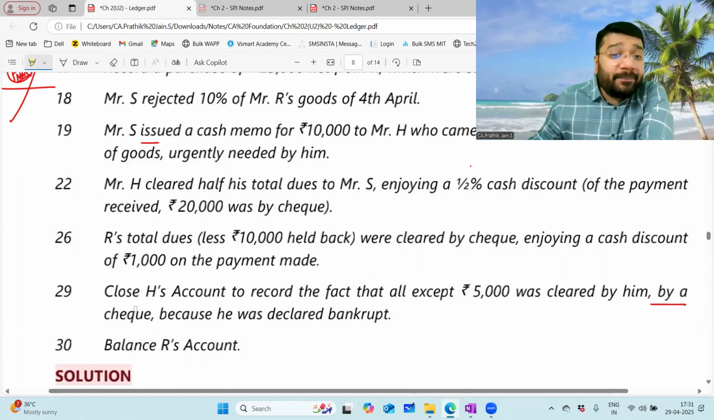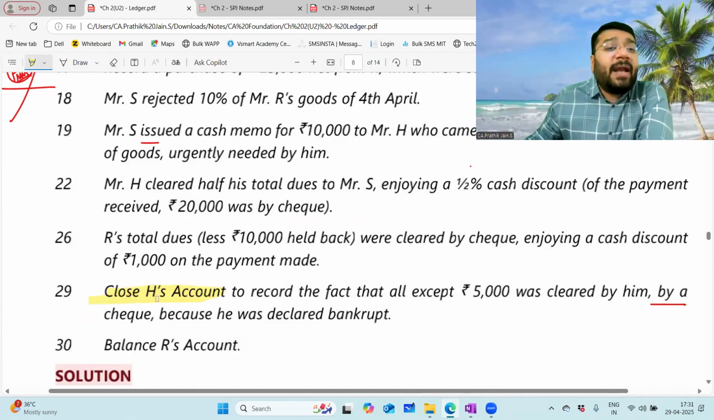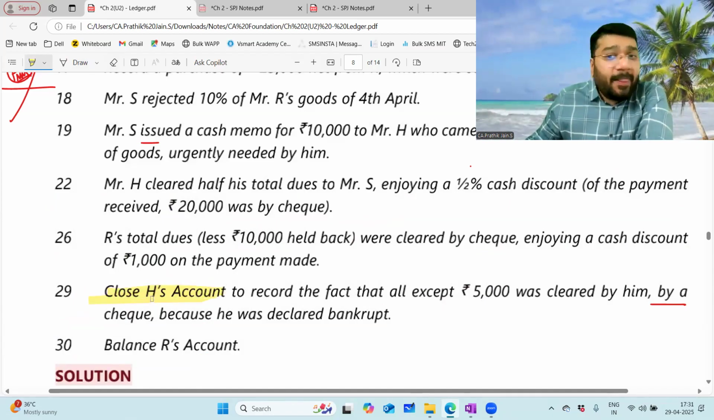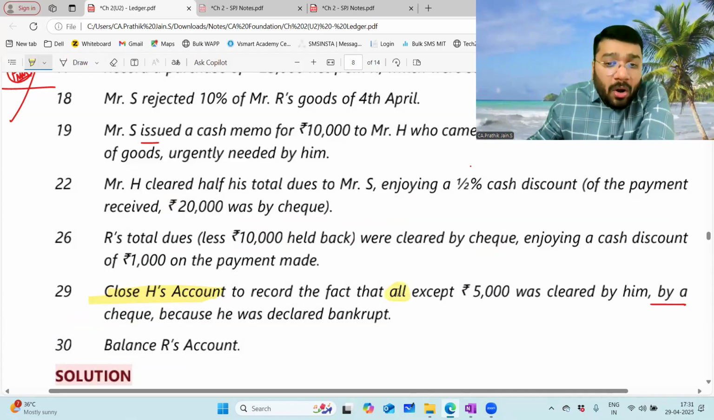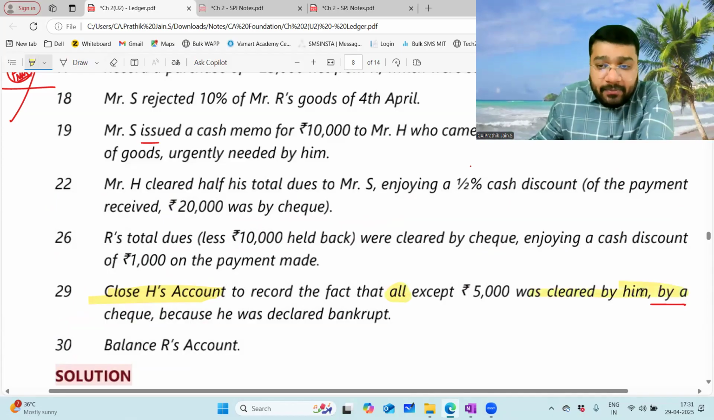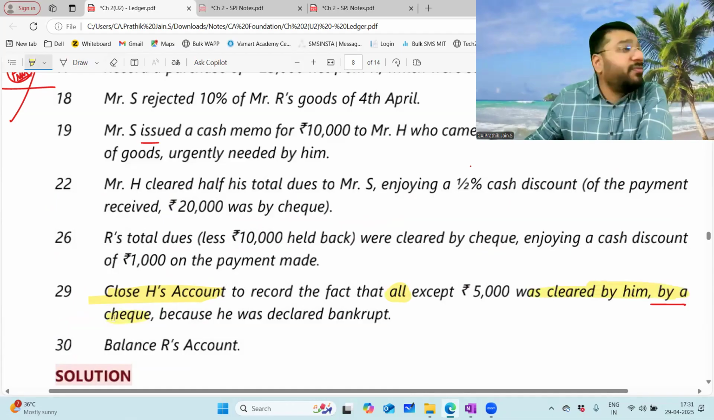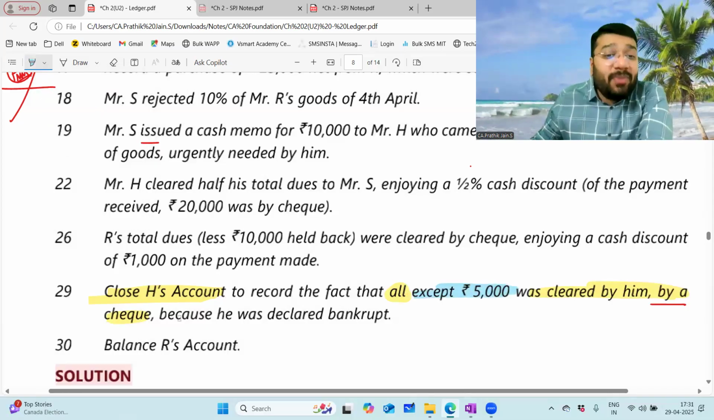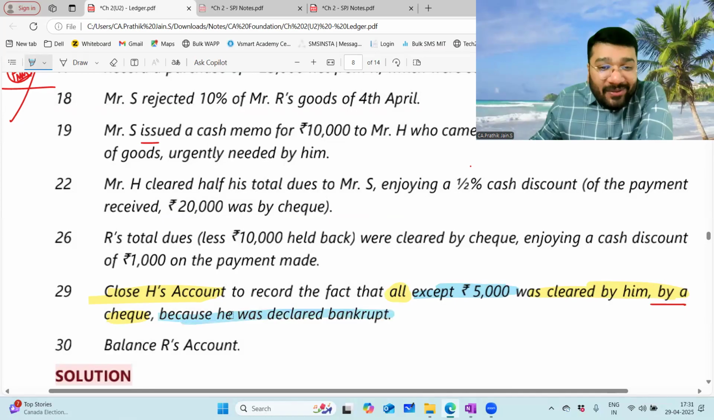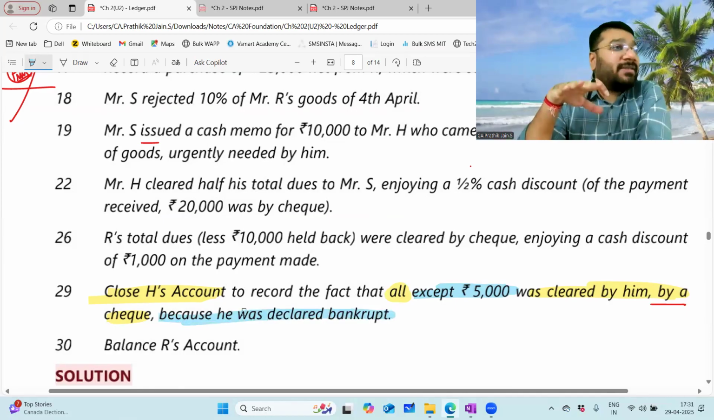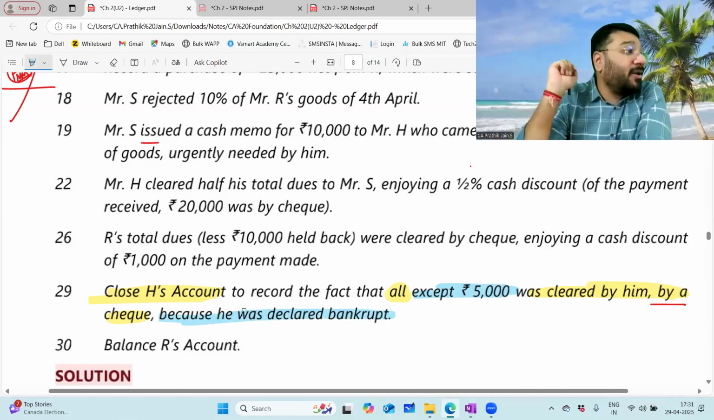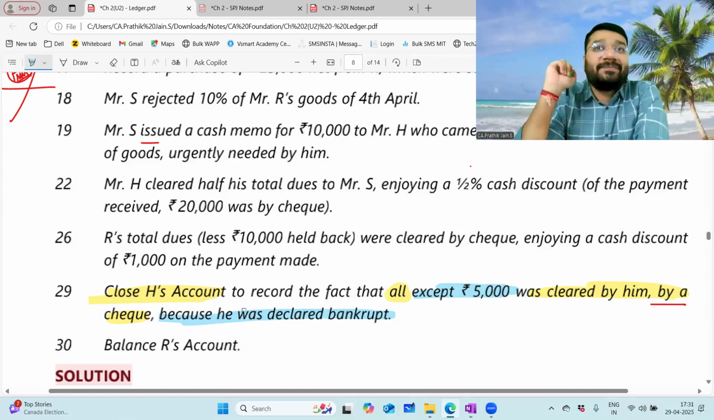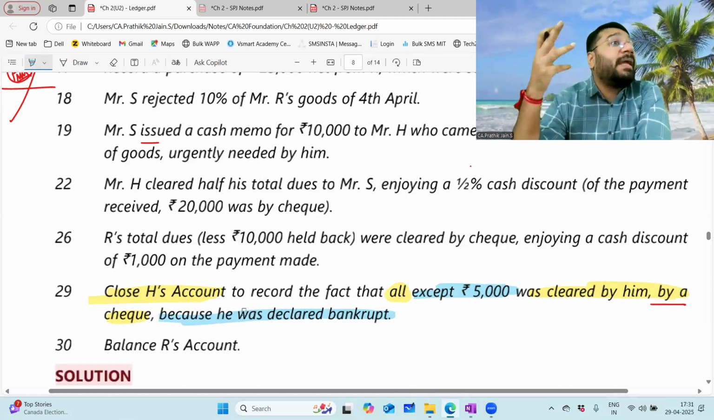So how did I read this point? I am trying to close H's account. Why? Because all the money was cleared by him in the form of a check, except 5,000. Why is he not giving the 5,000? Because he was declared bankrupt. Now it makes more sense. On purpose, they have jumbled this question so that they can put you in a fix. They try to complicate the English language.